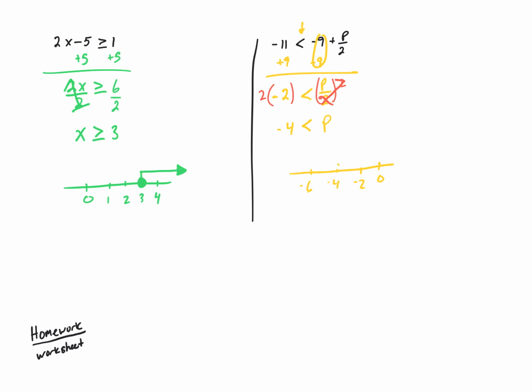This time I'm going to put an open circle around my negative 4 because it does not include the negative 4. It's just things that are bigger than the negative 4. So negative 4 doesn't work, so that's why I drew an open circle. And notice, again, p's are larger than the negative 4. So the numbers that are larger than negative 4 would be like 0 or negative 2 or even 5 or 10 or 300. So I'm going to go to the right.